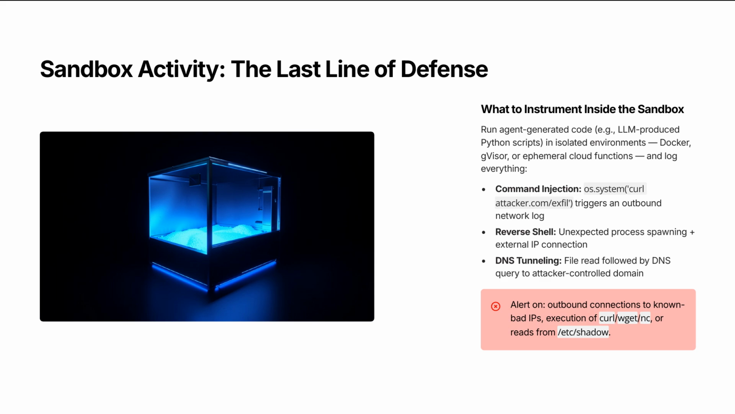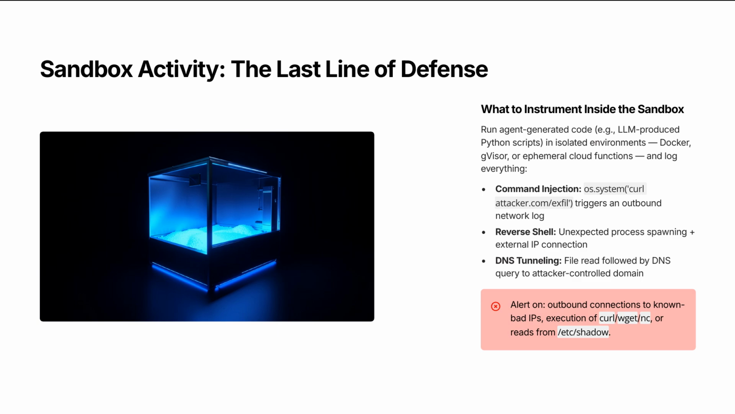Command injection often shows up as something like os.system calling curl to send data out, so any unexpected outbound network connection should be captured. A reverse shell usually combines new process spawning with a connection to an external IP, which is a strong signal of compromise.